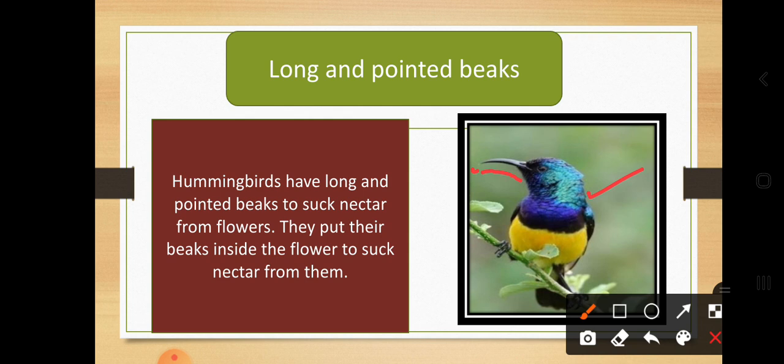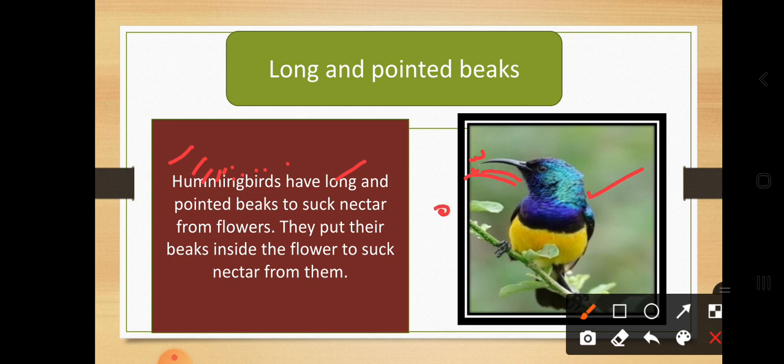Do you know, dear students? This hummingbird is the smallest bird in the world. Okay, so what is the spelling of hummingbird? H-U-M-M-I-N-G-B-I-R-D-S, hummingbirds. They have long and pointed beaks to suck the nectar from the flowers.